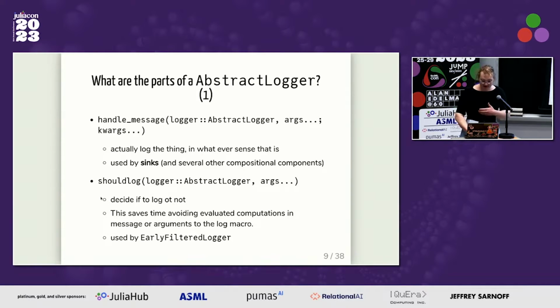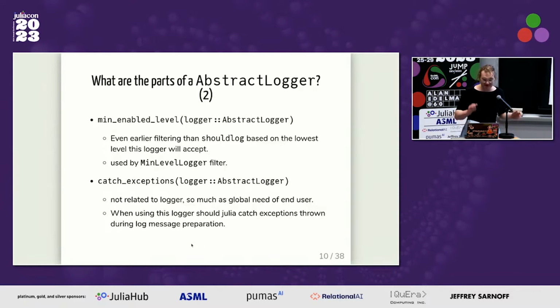The other primary method is should_log. This decides if we're going to log it or not. When I showed those positional and keyword arguments at the start, some of those are expressions, and some of those expressions could be quite expensive to compute. You could be, say, computing the condition number of a matrix, which you might want to stick in your logs because then you can say, oh, that's why my thing isn't converging. So if the log message is disabled, you don't want to spend the time evaluating them. So should_log decides whether or not we're going to log it before actually doing the work to produce those arguments. And that's used by the EarlyFilteredLogger, which I will talk about shortly.